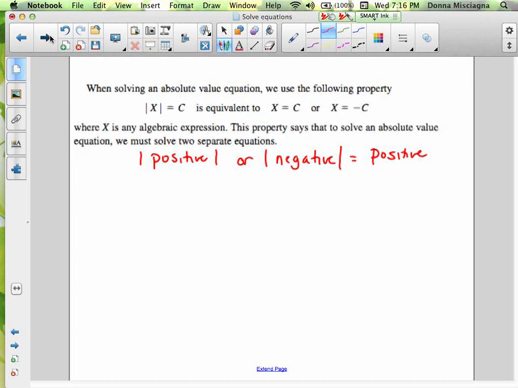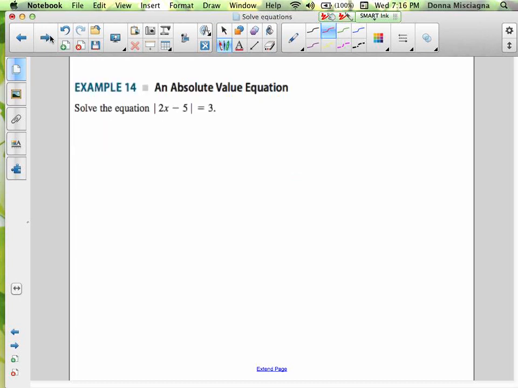All right, let's look at the first one. Or actually, I think I just have one. So we want to solve the equation. Actually, I'll do two, because these are really quick. Solve the equation, the absolute value of 2x minus 5 equals 3. So we have to set 2x minus 5 equal to 3 and 2x minus 5 equal to negative 3.